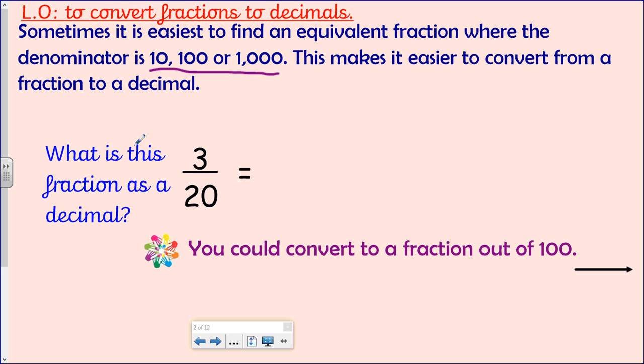So first question here, what is this fraction as a decimal? We're going to convert this 3/20 into an equivalent fraction. So I'll put my fraction line there. Supporting hands if you need it, it says you could convert to a fraction out of 100. So I'm going to take my own hint and write 100 here.